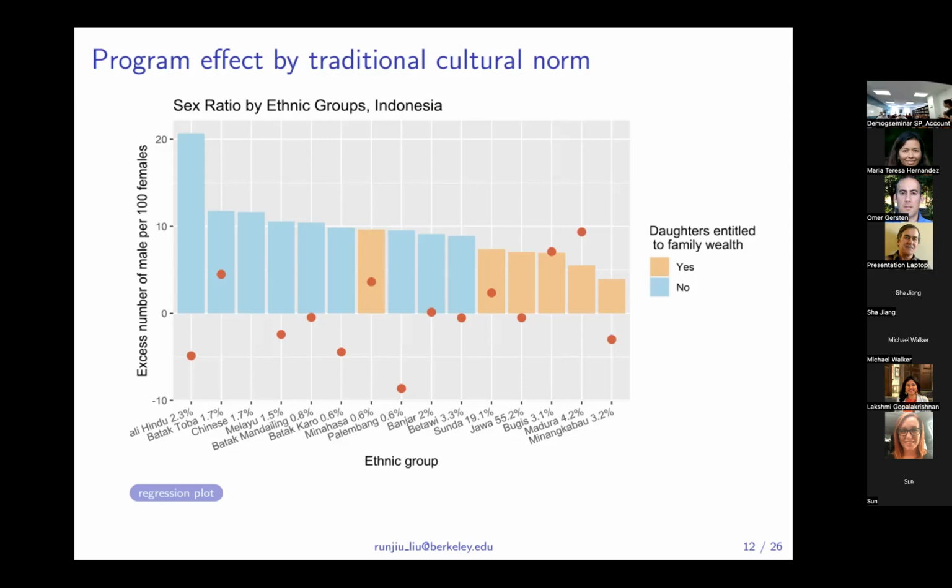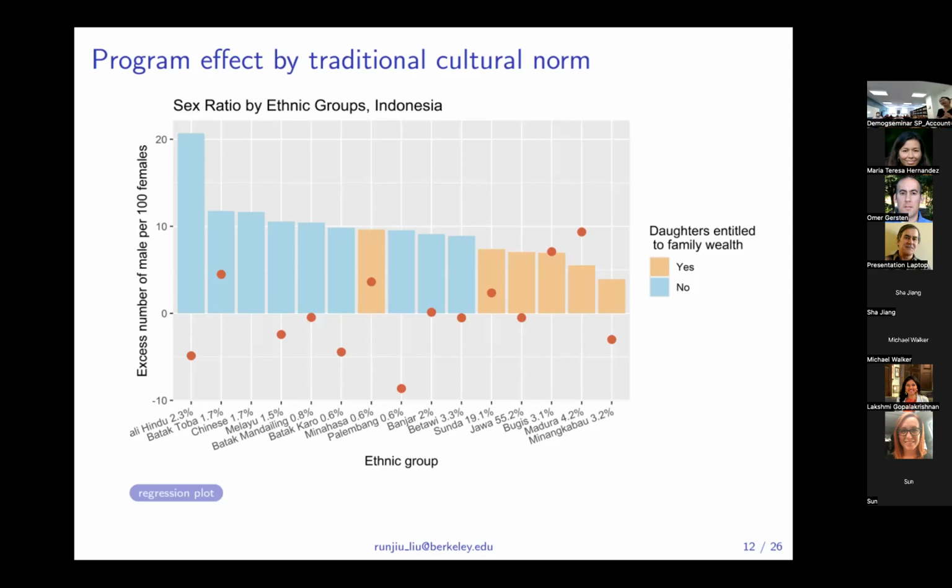Also, most of the ones on the right are pretty positive, so is there a way to relate that to what we were just talking about with the higher educated groups having a less corrective effect from the program? So it's definitely possible. I would say the majority of dots are negative, but we do see some positive dots estimated here, which means the estimated result is a positive program effect. By positive, I mean there are more males relative to females after the program being treated.